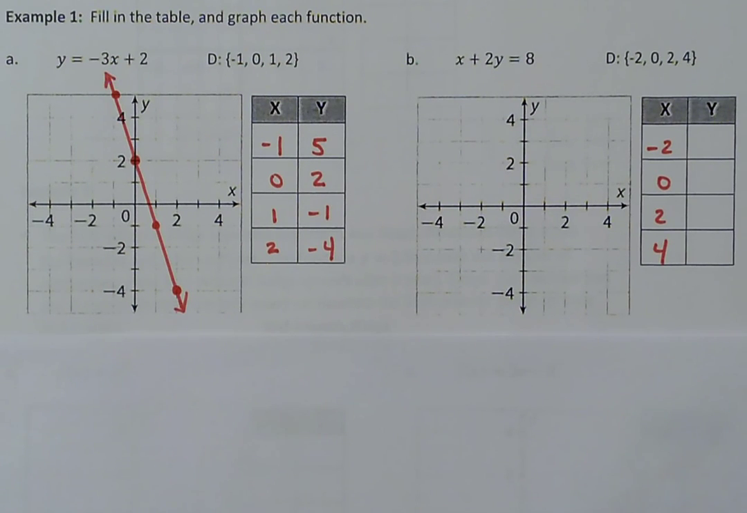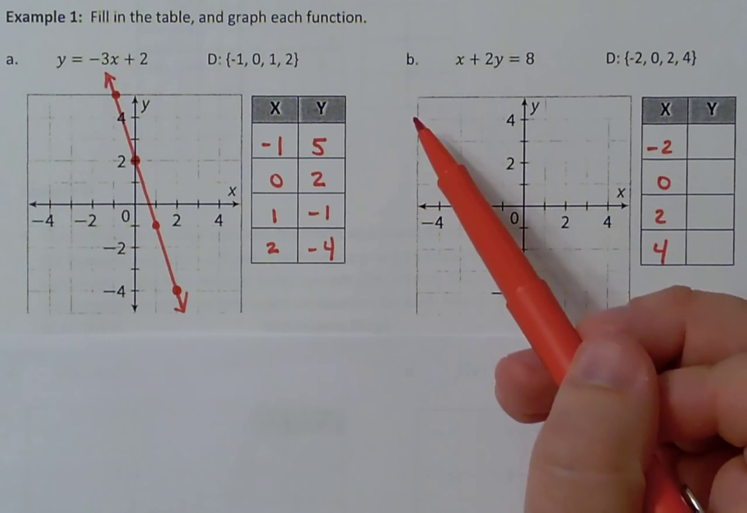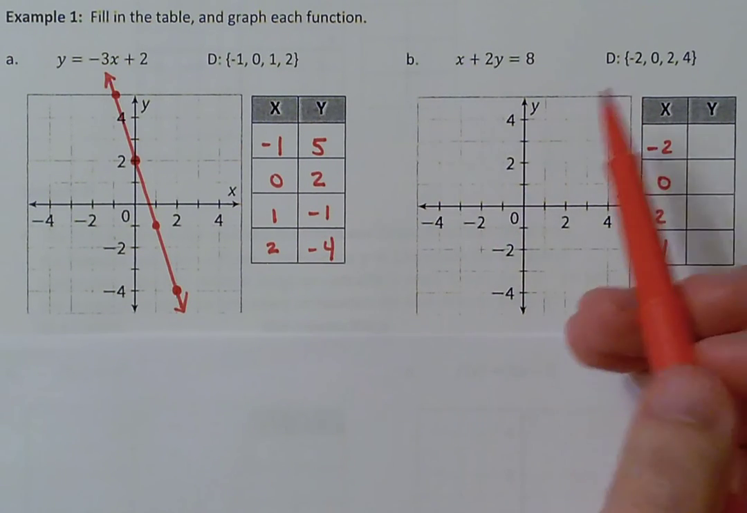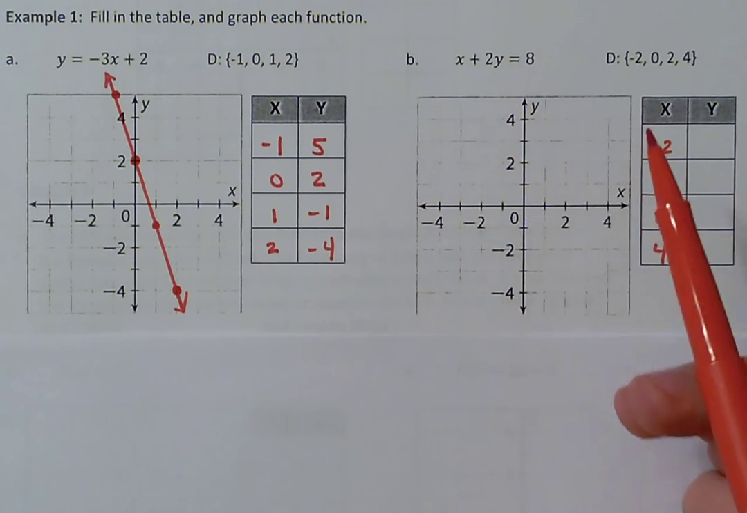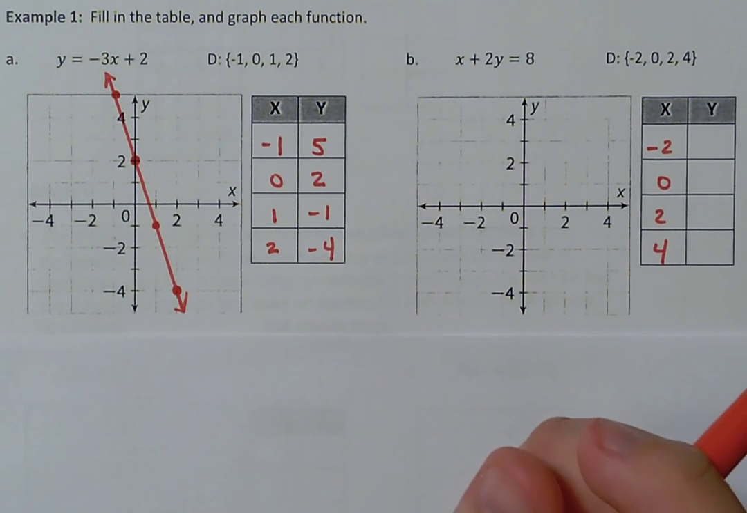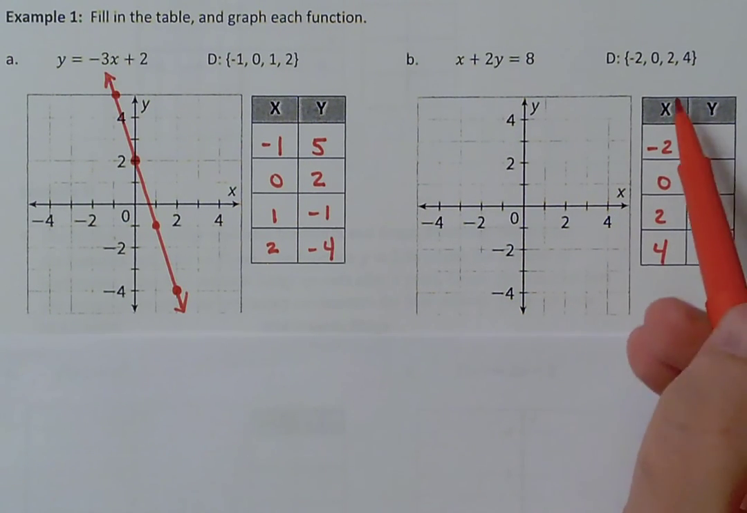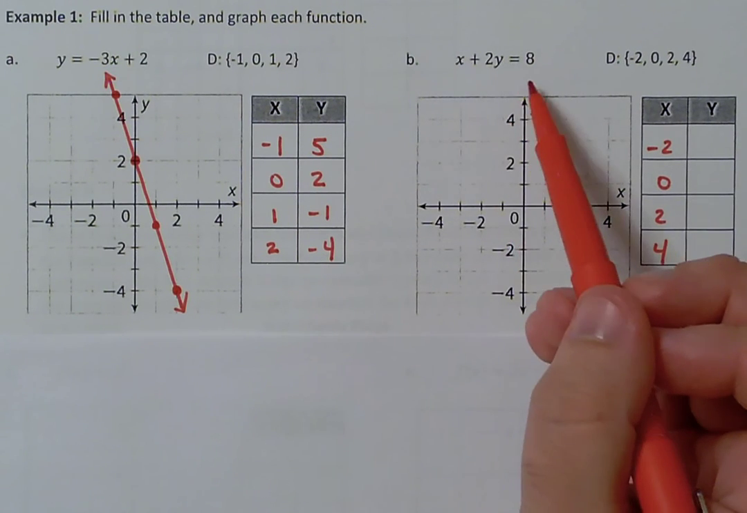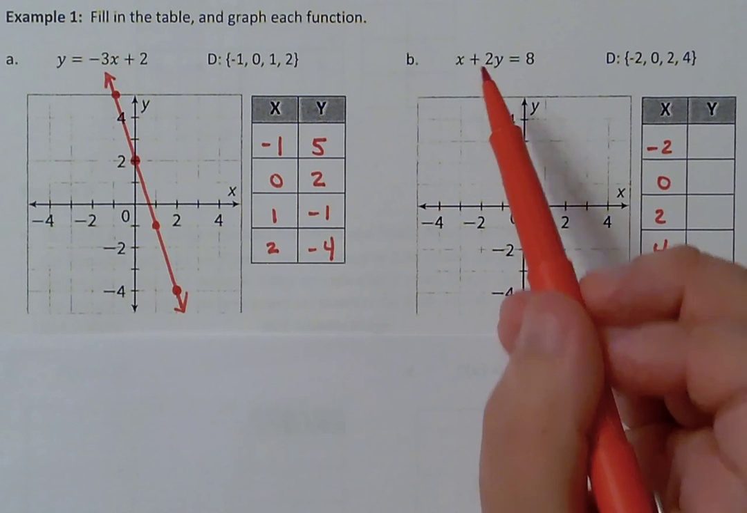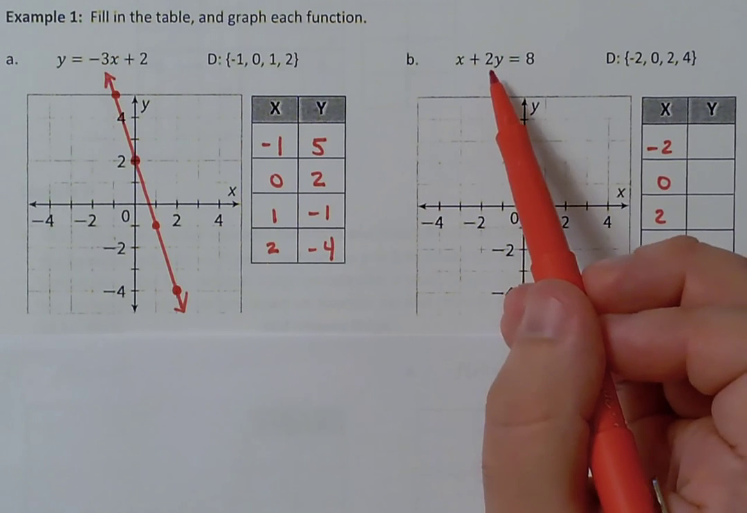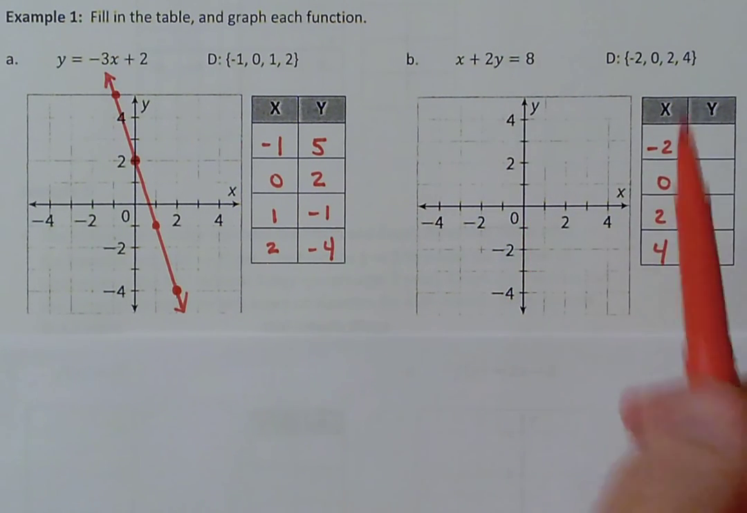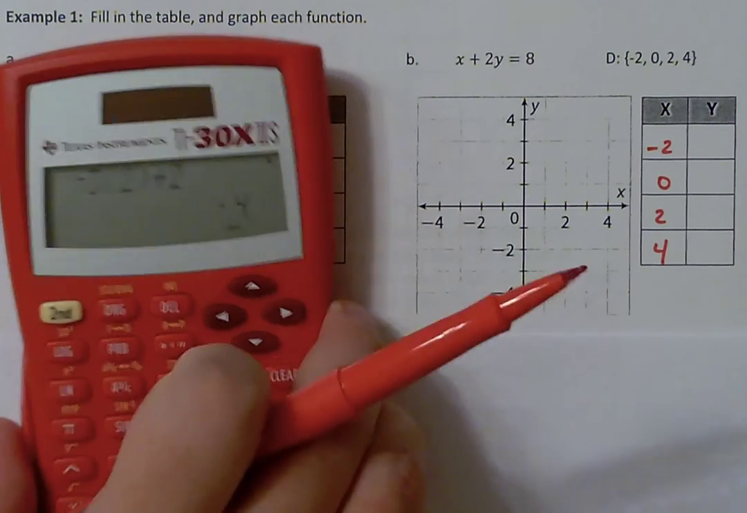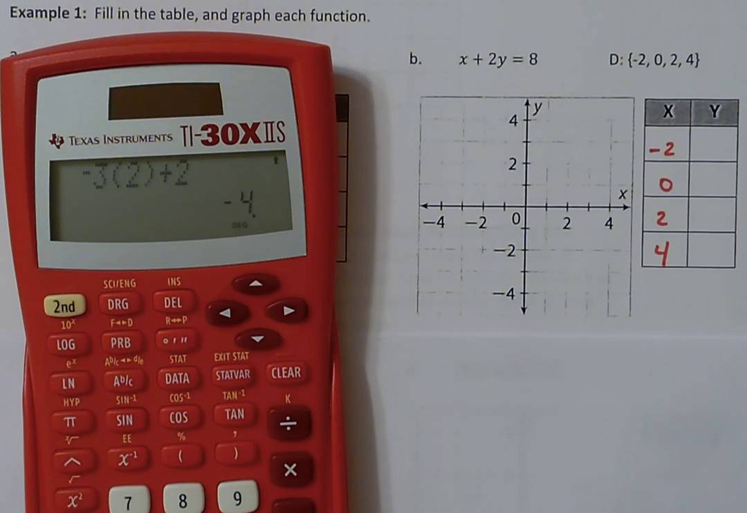Now, this one is a little bit different. Unfortunately, it's not just plugging it in and then plugging it into your calculator to solve, because we have x and y on the same side. So there are 2 ways we can do this. First way is I can take all these values, plug them in for x, and then solve for y by hand. Or I could solve my equation for y, and then plug these values in for x and use your calculator.